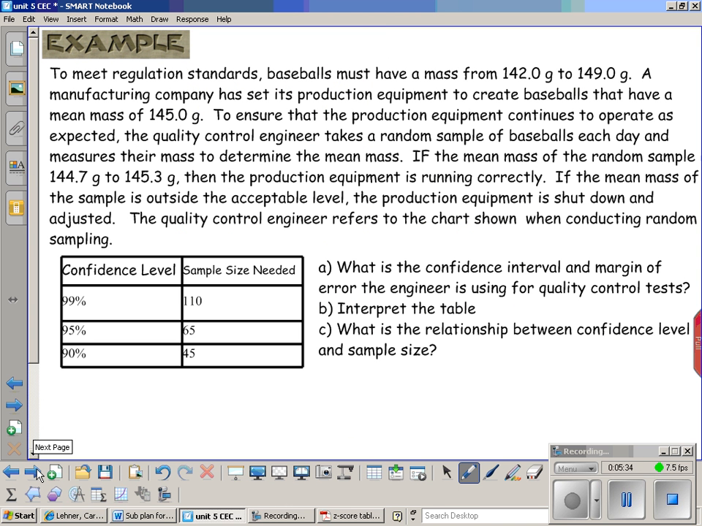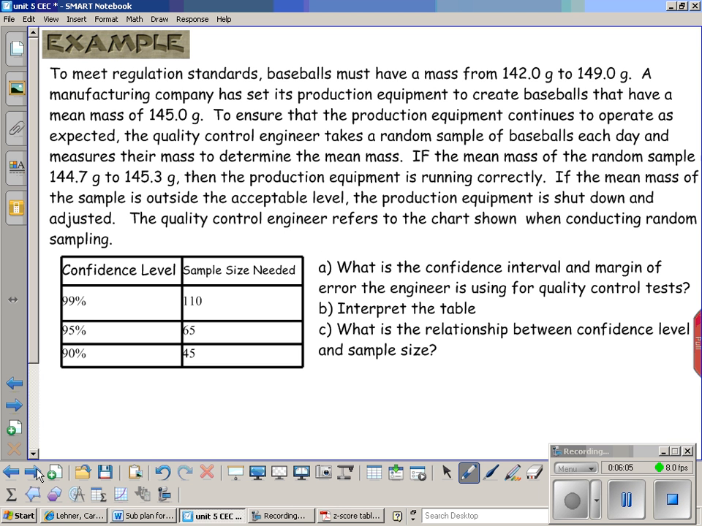So another example. To meet regulation standards, baseballs must have a mass from 142 grams to 149 grams. A manufacturing company has set its production equipment to create baseballs that have a mean mass of 145 grams. To ensure that the production equipment continues to operate as expected, the quality control engineer takes a random sample of baseballs each day and measures their mass to determine the mean mass.